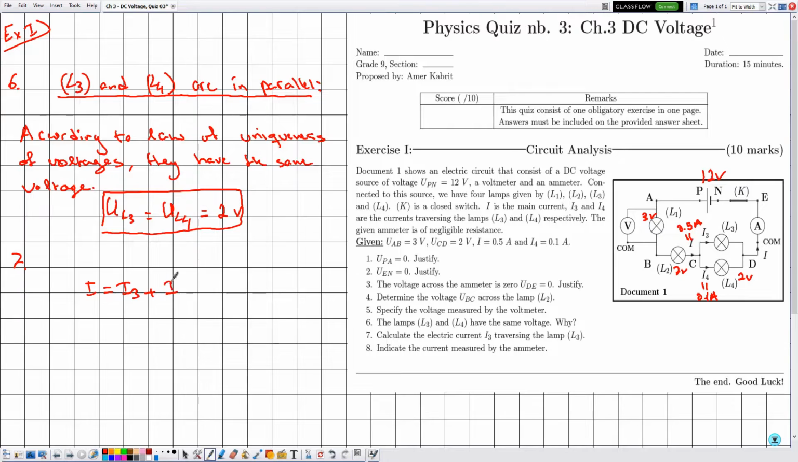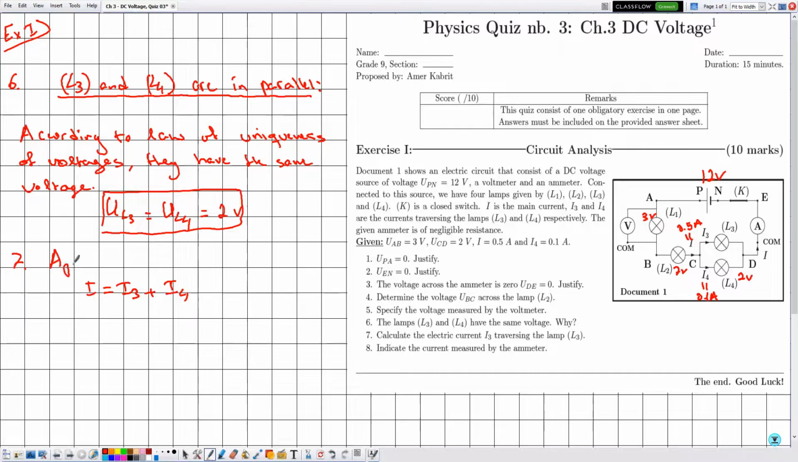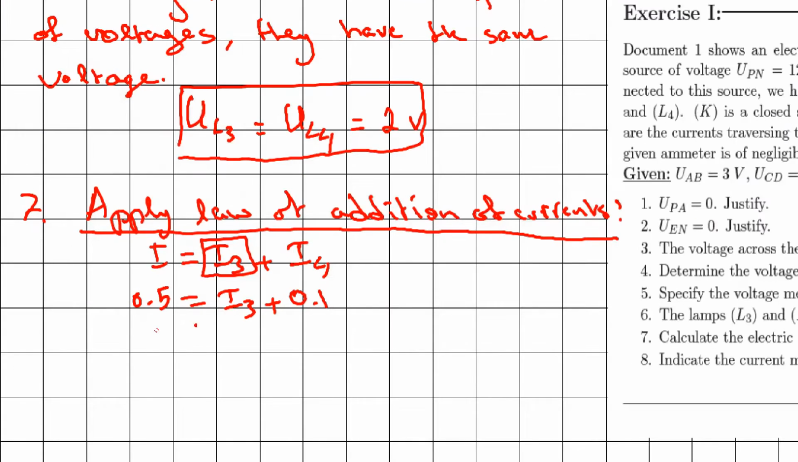Always in physics, we need to mention the law that we are using. Here, because we are adding currents, we have used the law of addition of currents. So apply the law of addition of currents. Knowing that we are interested in determining the value of I3, the value of I is given by 0.5, we keep I3 as an unknown, and the value of I4 is given by 0.1. Now what's the type of this equation? This is a linear equation with one unknown. The unknown is given by I3.